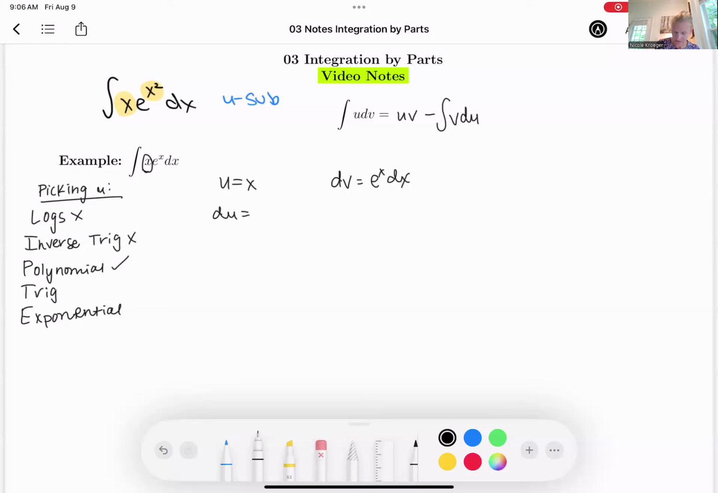Now we have to find du. The derivative of x is just 1. So we write 1 dx. For v, we integrate dv. Integral of e to the x is e to the x. So now we just have to put everything back together. So we're going to have uv minus the integral of v du. u is x, v is e to the x, du is just dx.